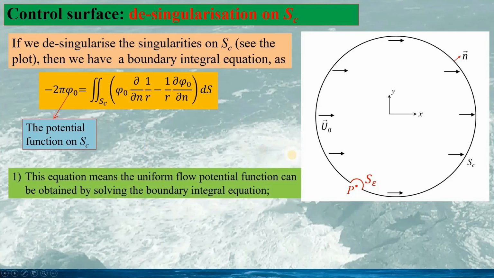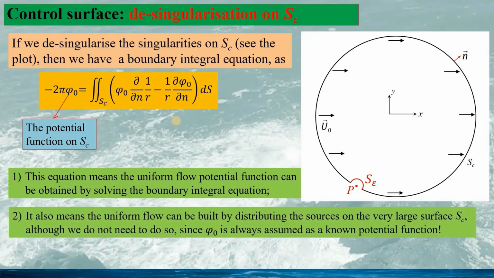This equation means the uniform flow and the corresponding potential function phi 0 can be obtained by solving this boundary integral equation. It also means the uniform flow can be built by distributing the source on the very large control surface SC. Although we don't need to do that because phi 0 is always assumed as a known potential function. As we have shown before, if u0 is in the x direction, phi 0 would equal u0 x.